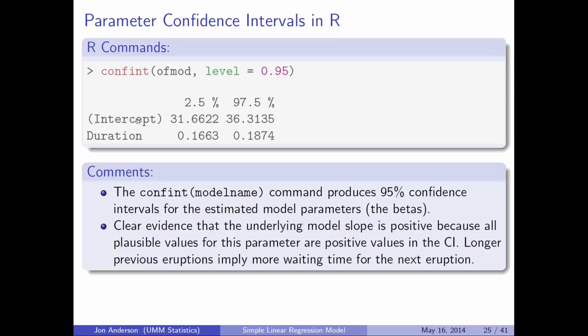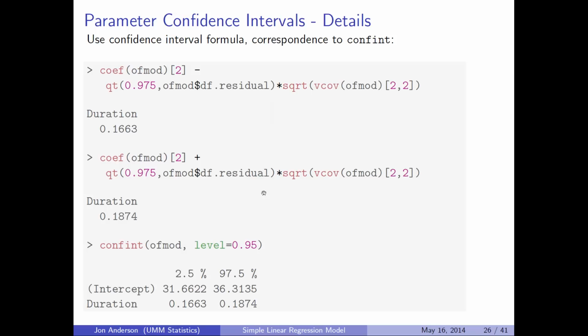So what do we see here? Well, there is very, very clear evidence that the real value of beta 1, the true underlying slope parameter that created our scatter plot, is probably a positive number, because the entire confidence interval boundary for the beta 1 parameter is positive. It suggests very clear evidence that the longer the previous eruption was, the longer you're going to have to wait for the next one.